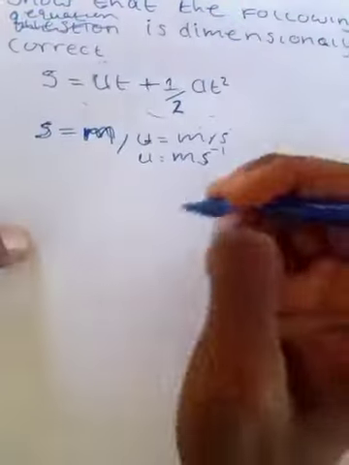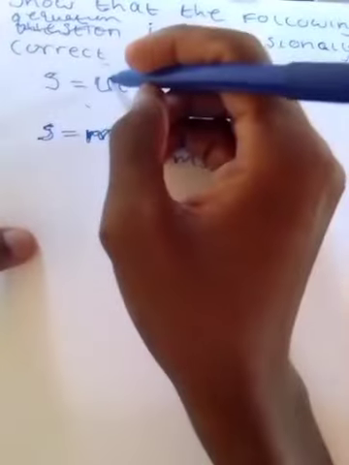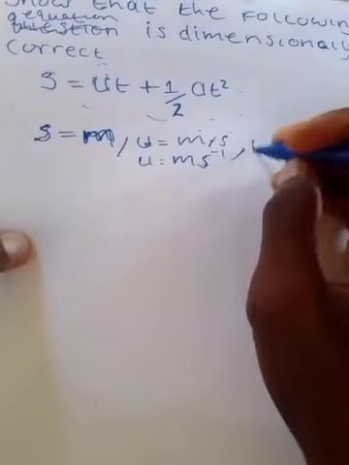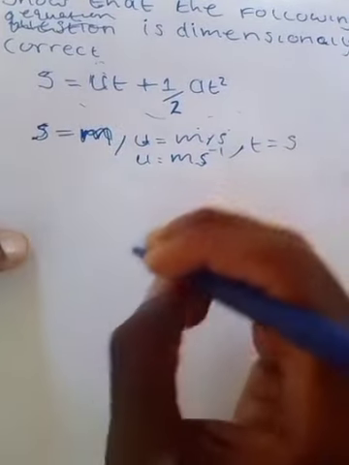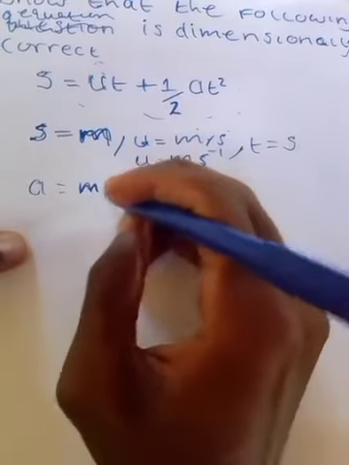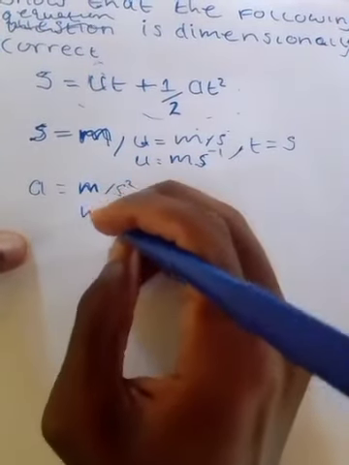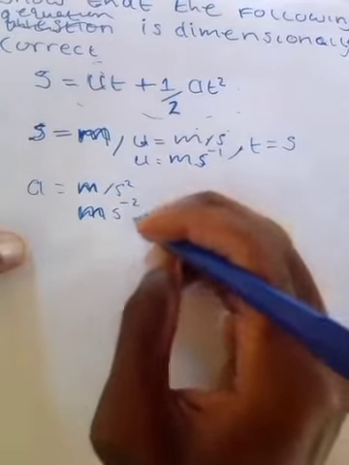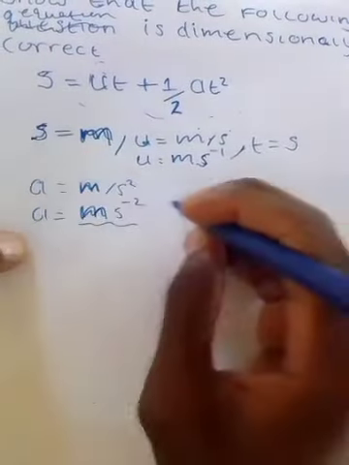t is representing time, measured in seconds. Acceleration, in the SI unit, is meters per second squared, which is the same as having m s raised to the power negative 2. And then here you have t, which, like I've said, is in seconds.